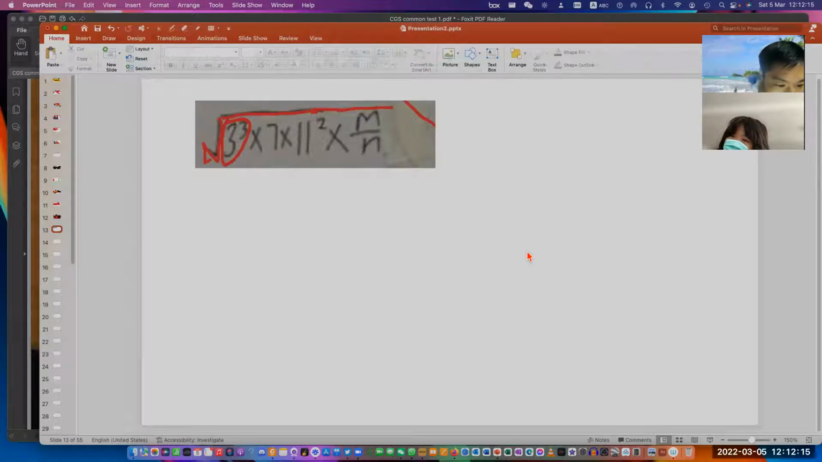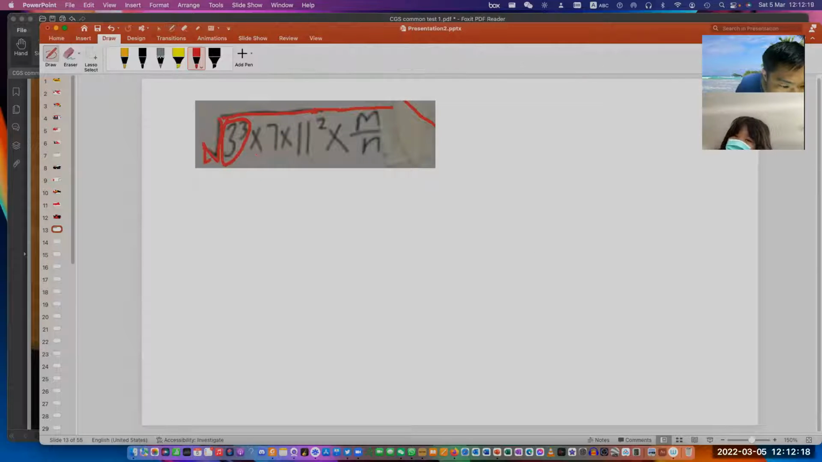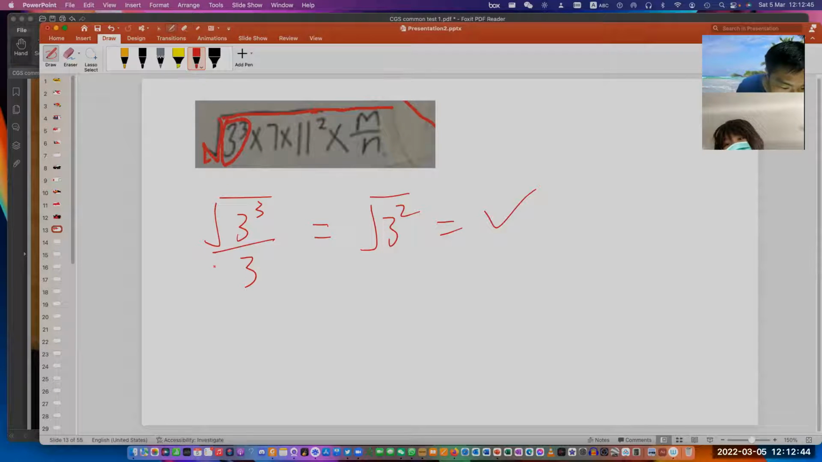Okay, are you ready? Good. So now you need to ask yourself, can you square root the 3 to the power of 3? Yes or no? Cannot. Then do you want to give it a 3 or take away a 3? Take away a 3. That means over 3. So you get square root of 3 to the power of 2. Can. So taking away a 3 means your n is 3, because you divide. Okay, good.